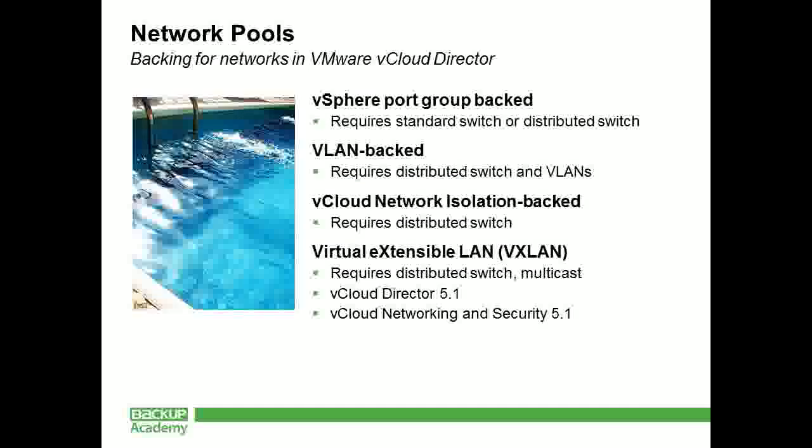Let's take a look at network pools. So what is a network pool? Well, a network pool is a collection of isolated layer 2 networks that can be used to create organization and VApp networks on demand and are available to both the provider and the consumer. The provider or your cloud admin would create a network pool before they can be utilized. There's 4 types of network pools that are available in vCloud Director. These are Portgroup-Backed, VLAN-Backed, VCDNI, and VXLAN.